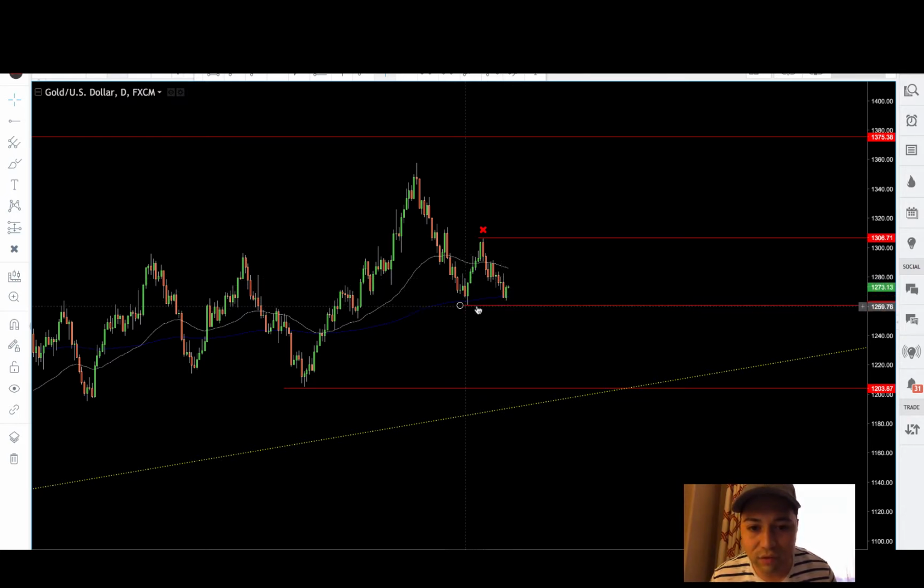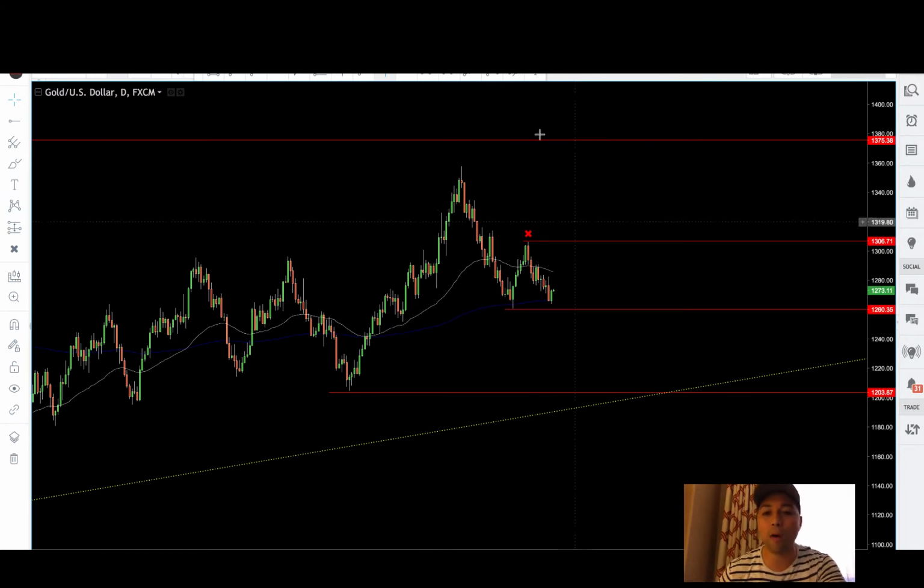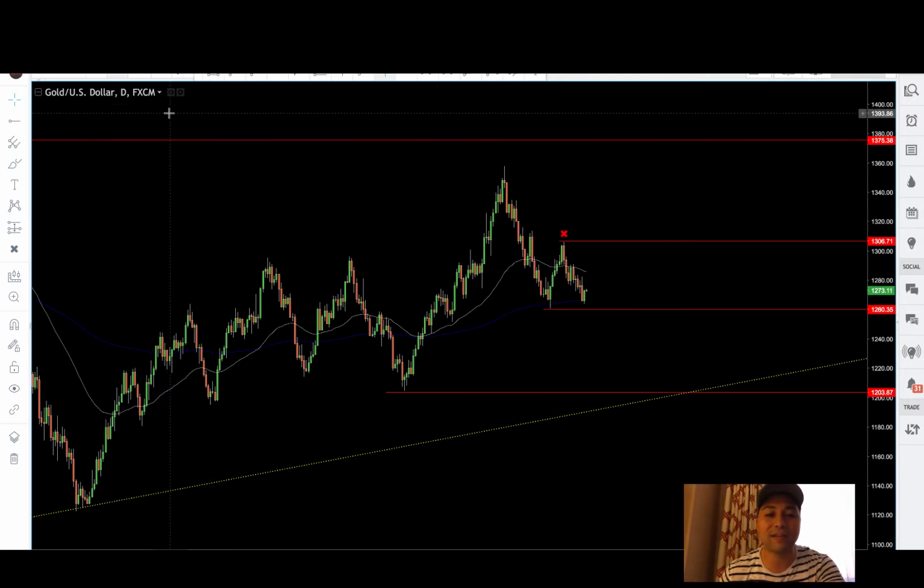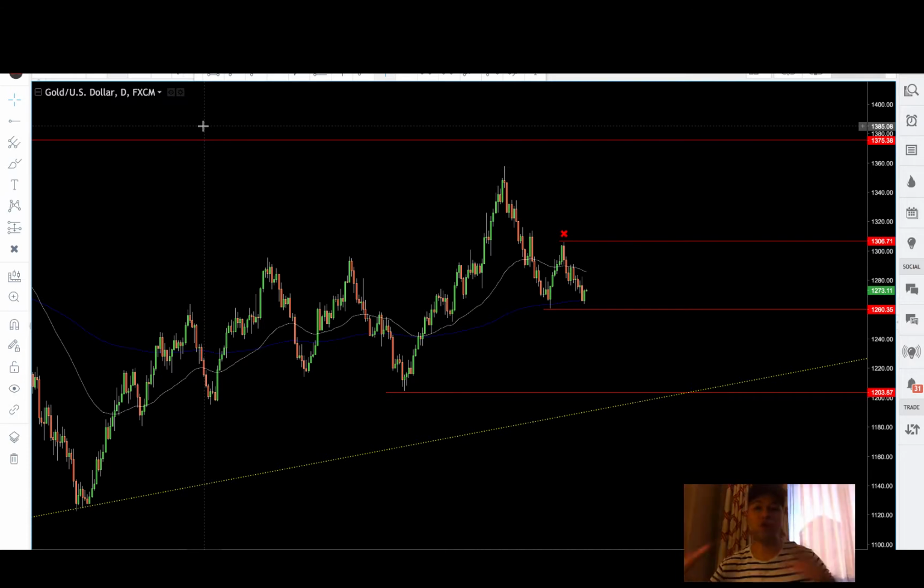We failed to take out this low right on the moving average. So we're just waiting to see where we go from here. Looking at this scenario, though, I would have to say we're overall bearish on gold, which would also give us a confirmation of the dollar being bullish. Okay, so we take that information.